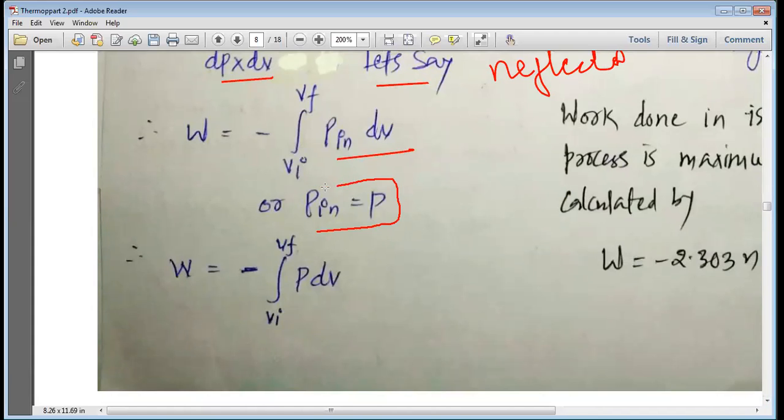Now P internal is the pressure that we have studied, that we call P. So here this P is the pressure exerted by gas on the wall of the container.